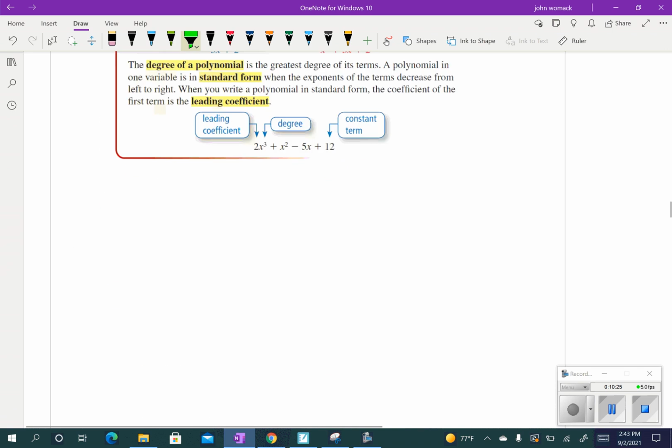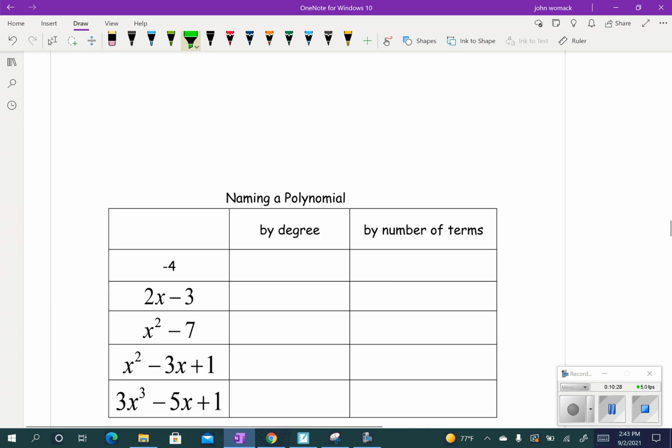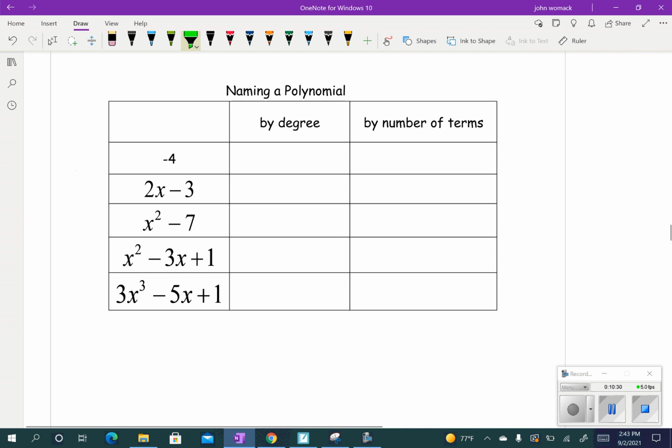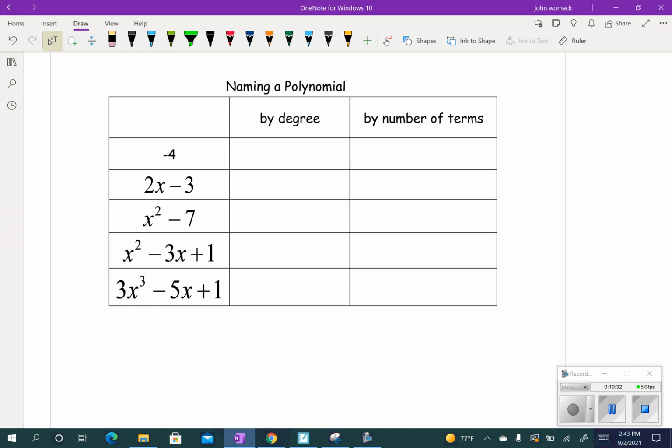Okay, next thing we're going to cover is some ways of classifying polynomials. So if you go to this place in your notes, we have those examples. These are all polynomials: -4, 2x minus 3, x squared minus 7, and down the line there. We're going to classify them by degree and by the number of terms. So let's do this really quick. Let's do degree first. So the -4 does not have a variable, so it's degree 0.